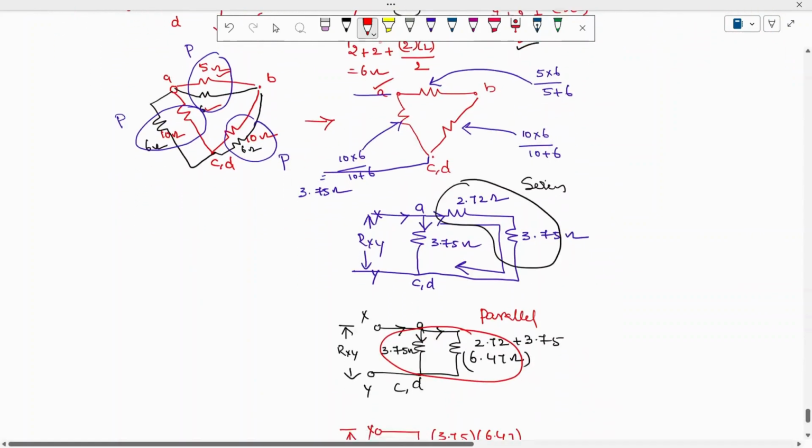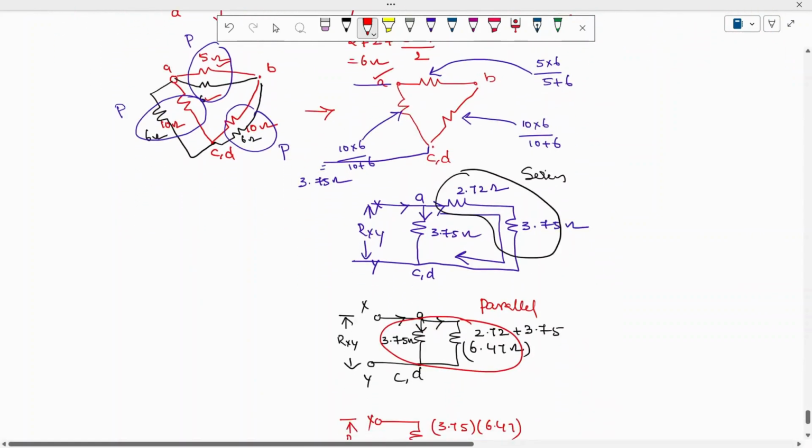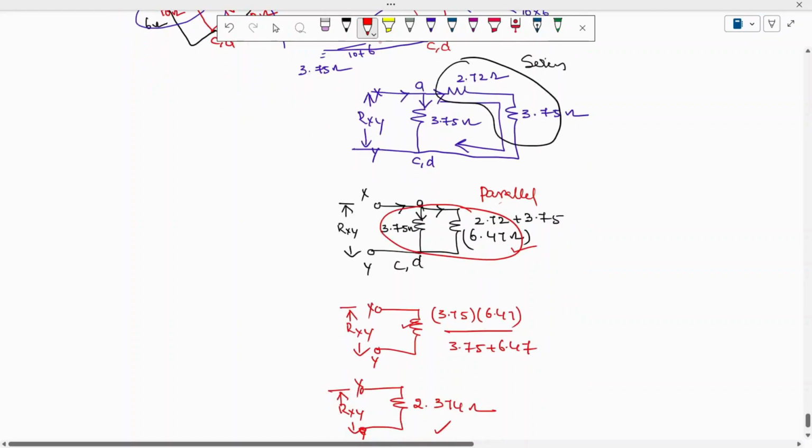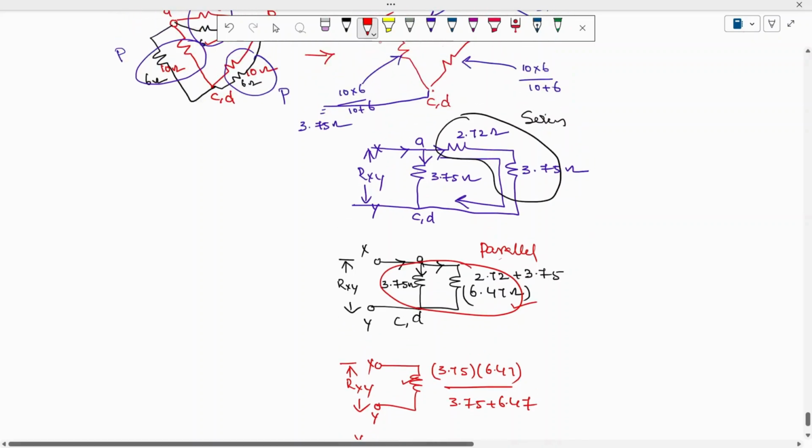So after performing, you can see here these two branches are connected in series. The resultant is nothing but the sum. This is 3.75. These two branches are again connected in parallel. Therefore, you are going to get 2.37. Hope you are able to understand the problem.